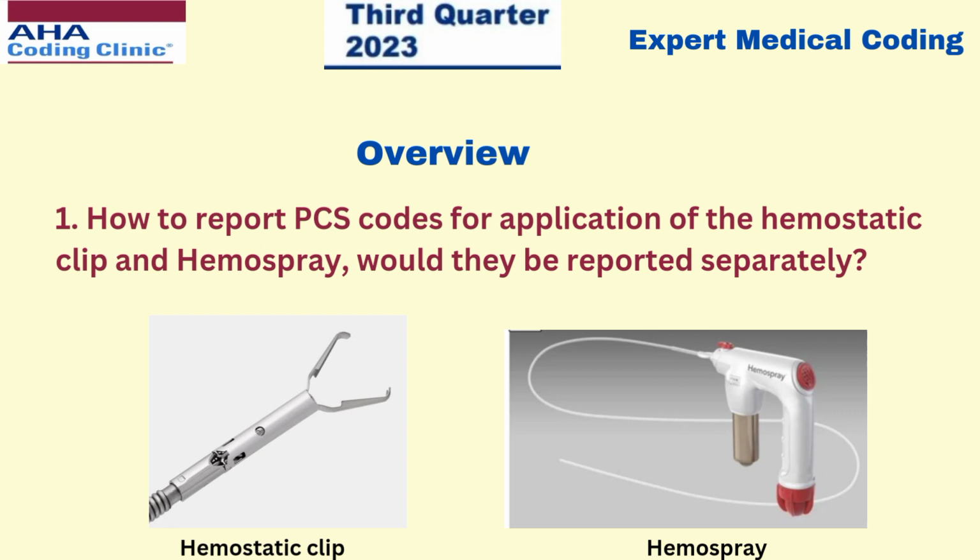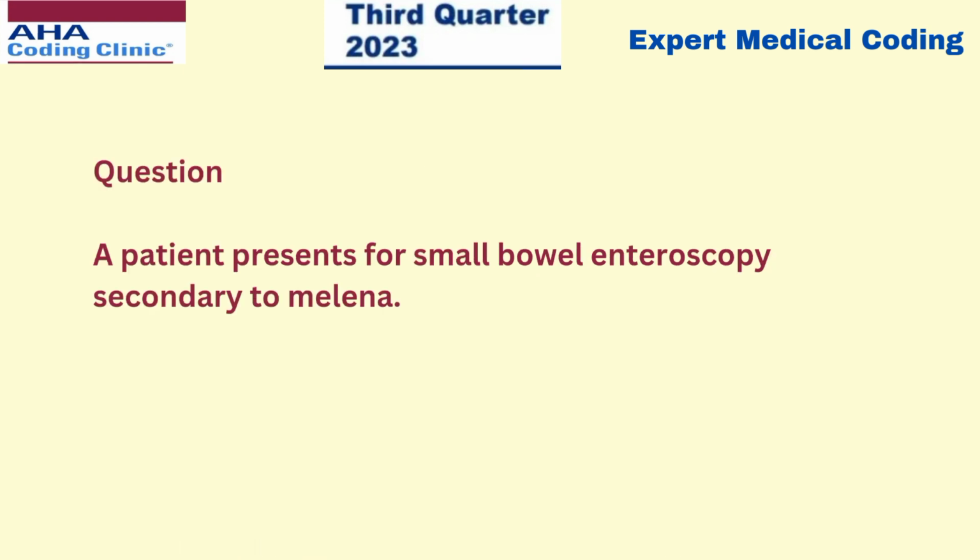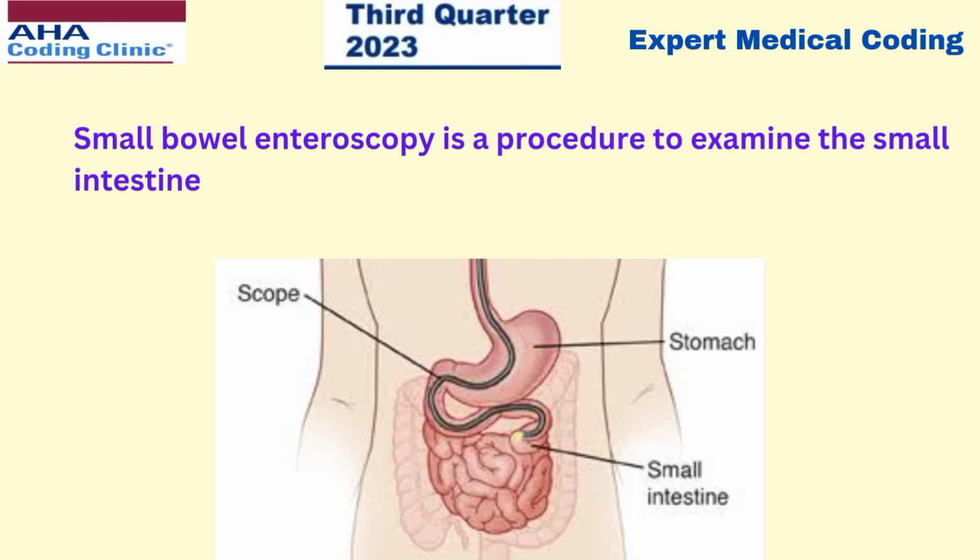How to report PCS codes for application of the hemostatic clip and hemospray. Would they be reported separately? Let's go to the scenario. A patient presented for small bowel enteroscopy secondary to melena. So in this scenario, the patient is having melena and he presented for small bowel enteroscopy. Small bowel enteroscopy is a procedure to examine the small intestine.